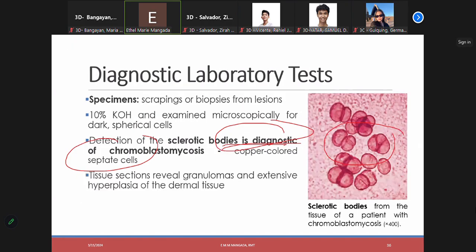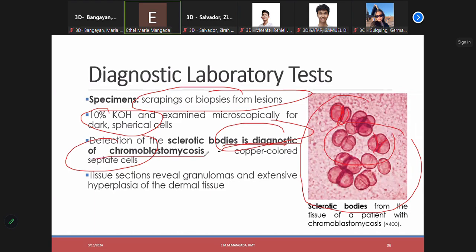So for diagnostic laboratory tests, we do skin scrapings of the lesions or biopsy. And syempre, i-observe natin siya sa 10% KOH. So ito daw yung itsura ng ating sclerotic body. Napansin ninyo, they're like budding yeast din. Tapos, may septum or cross wall between those two bodies. Okay? So, detection of your sclerotic bodies is diagnostic of your chromoblastomycosis. So, they are copper-colored septated cells. So, may separation sila. Okay?